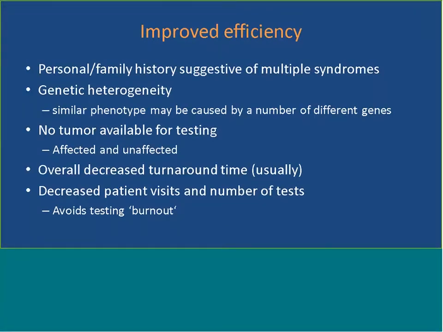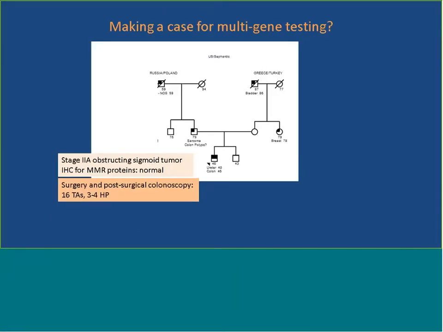Of course, there's a decreased turnaround time, generally speaking, although I still find that in my pre-surgical patients who are at high risk for Lynch syndrome, we still use IHC from the colon biopsy and proceed with germline testing for the gene corresponding to the IHC abnormality. As we do that test in-house, that comes back within probably a week, while the multi-gene testing may take a couple of weeks to come back. And then also, as Heather had mentioned, decreased patient visits and number of tests. So there is this idea of testing burnout, especially in colon cancer patients, as you have patients come back repeatedly for additional genetic testing.